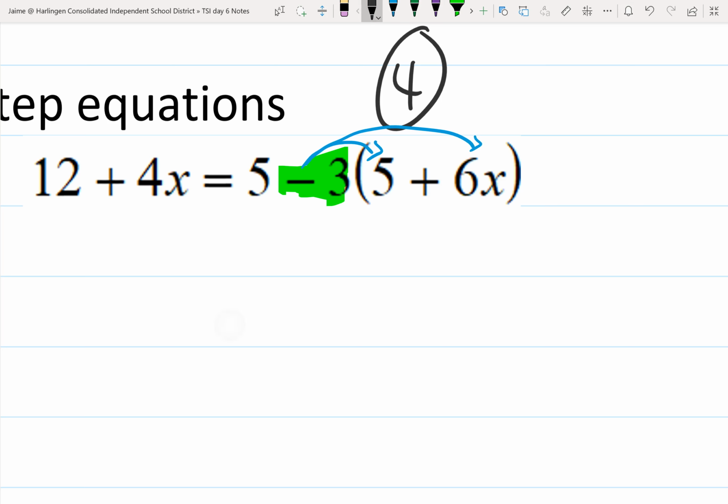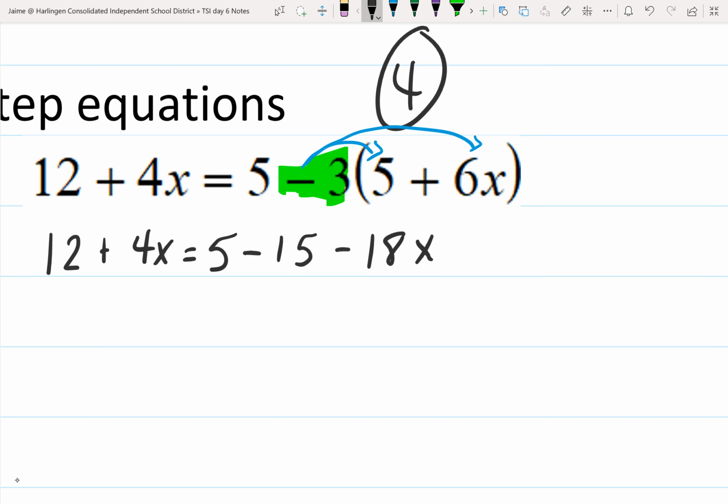So I'm going to bring this down. This is still 12 plus 4x is equal to, what do you do with this 5? You bring it down. Nothing's happening to it. Leave it alone. Now, negative 3 times 5, negative 15. Negative 3 times 6, negative 18 with an x.